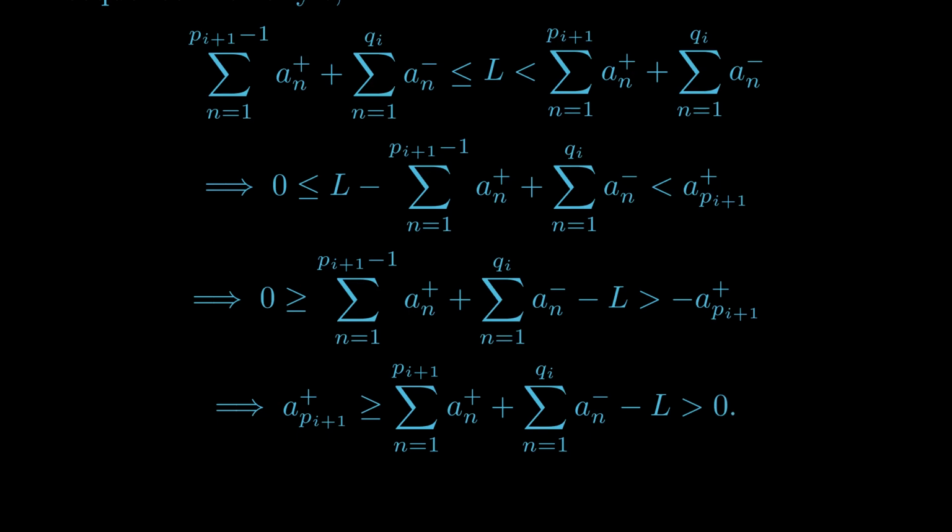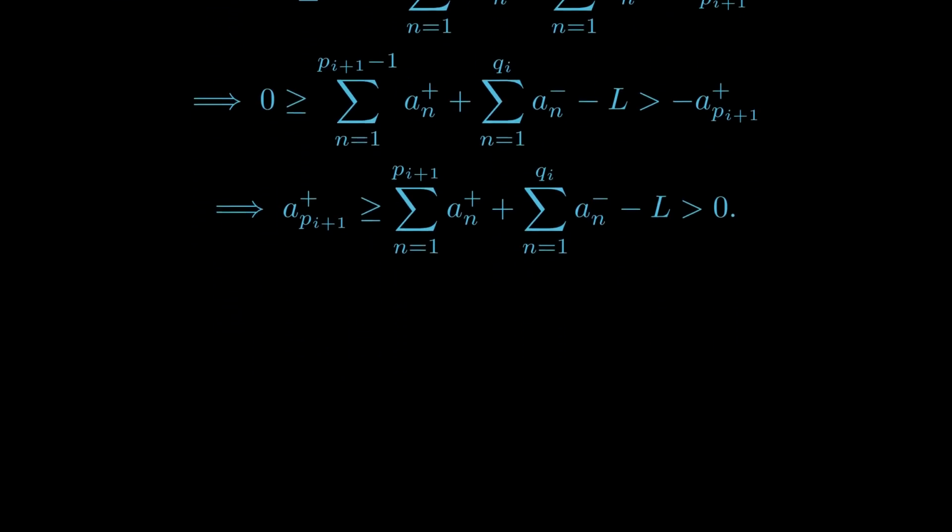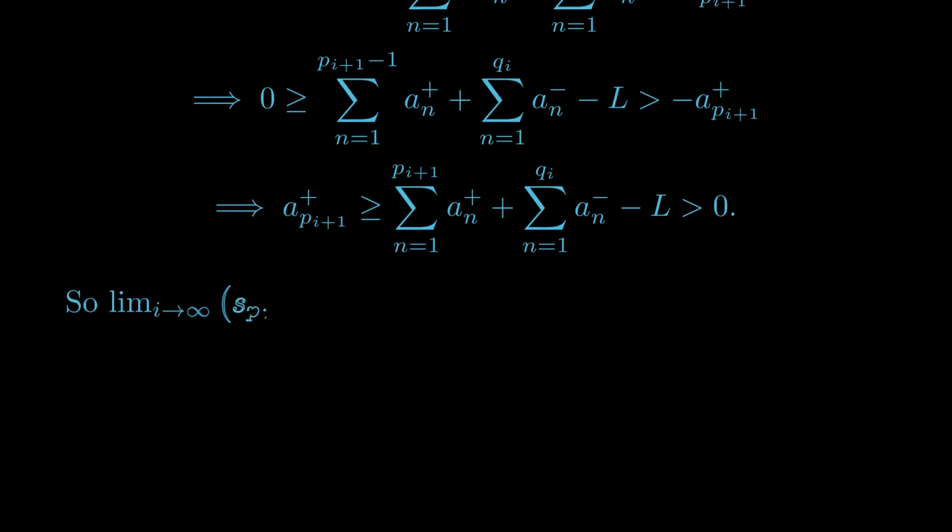We again have the difference between L and a partial sum bounded between 0 and a sub p_i, but this time the middle is the partial sum with index p_i plus q_i. And this is true for all i. Since the a_n tend towards 0, the difference between these partial sums and our limit can be made arbitrarily small. So the subsequence of partial sums of this form, the ones whose index can be expressed as p_i plus 1 plus q_i for some i in the naturals, converges to L.